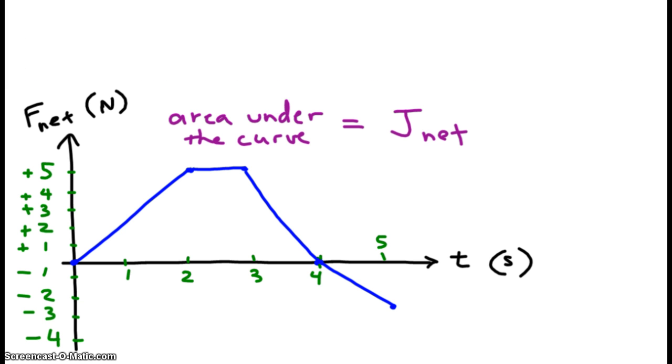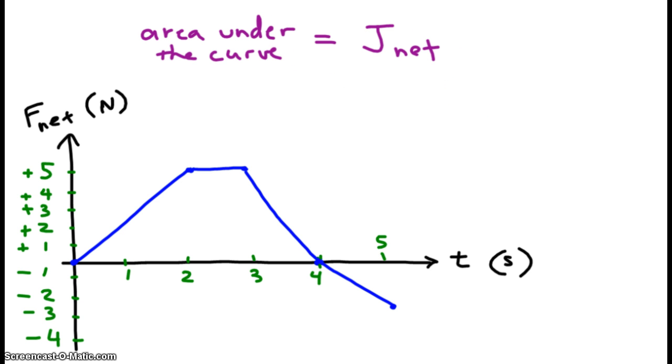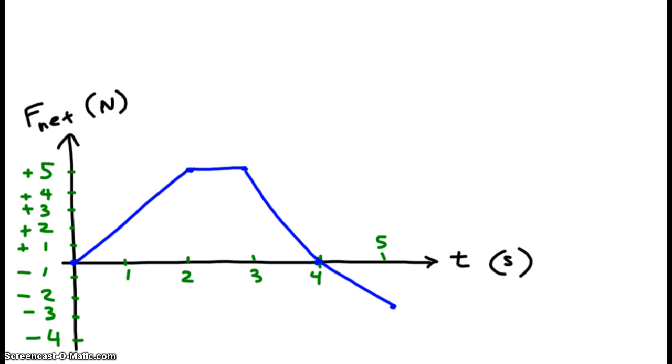I'm going to take this away. Okay. Remember our task, should we choose to accept it. Find the area, find the net impulse. First step, I'm going to take this graph that you see on the page, the blue line, and I'm going to divvy it up into normal geometric shapes.